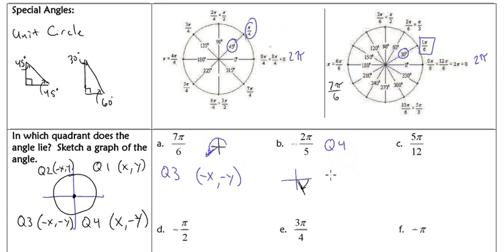And then in terms of our x and our y, our x here in quadrant 4, that's positive. It's still to the right. So positive x, but it's down below the origin, so negative y.